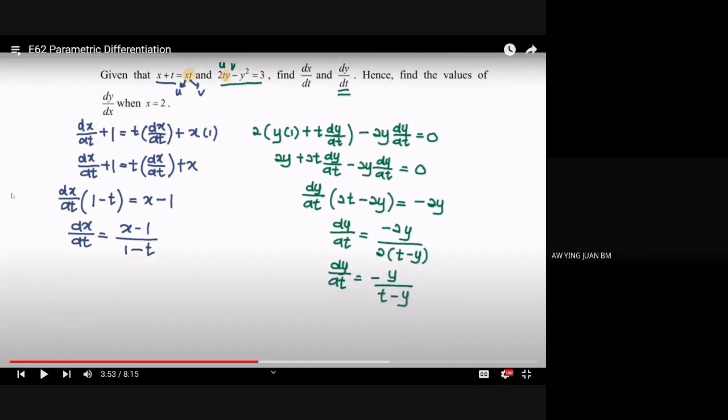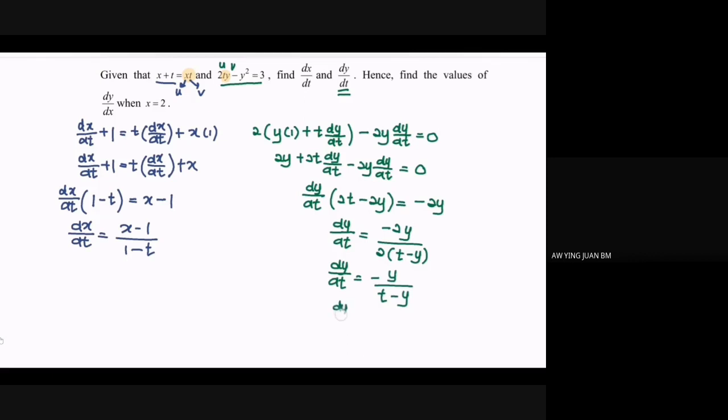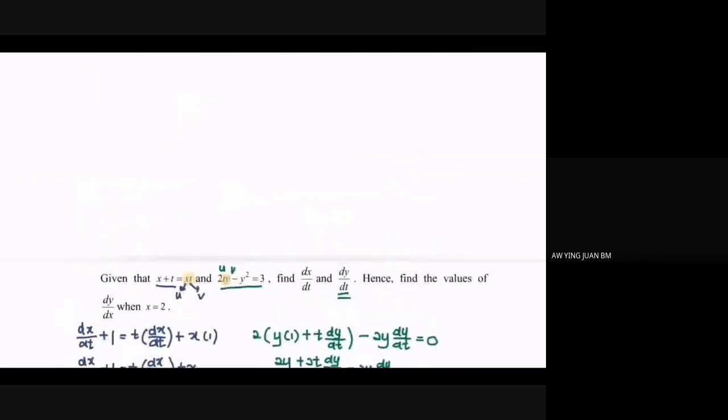Okay, so itu situasi lah untuk apa? Untuk dy dt. So masih sama, iaitu bila jumpa y, kita add on dy dt. Bila jumpa t, kita differentiate macam biasa. Okay, so haraplah anda boleh nampak dalam parametrics ini ada implicit differentiation. Teruskan. Or we can say dy dt is equals to y over y minus t.